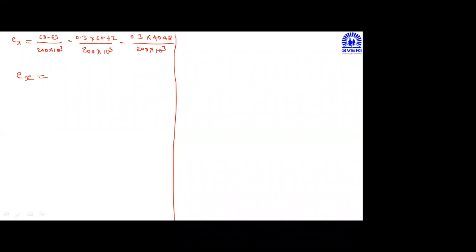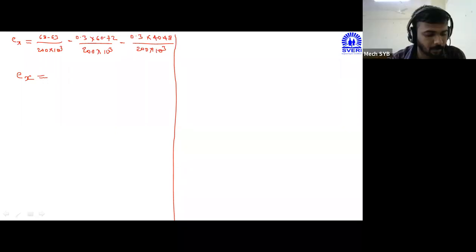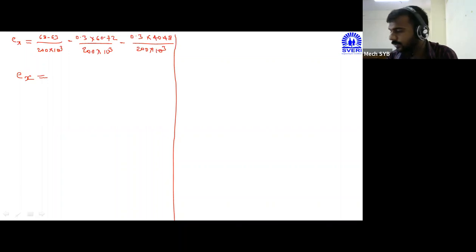1.91 into 10 raised to minus 4. Okay, 1.91 into 10 raised to minus 4. One answer I got. What about others? Please check whether it is same or different.